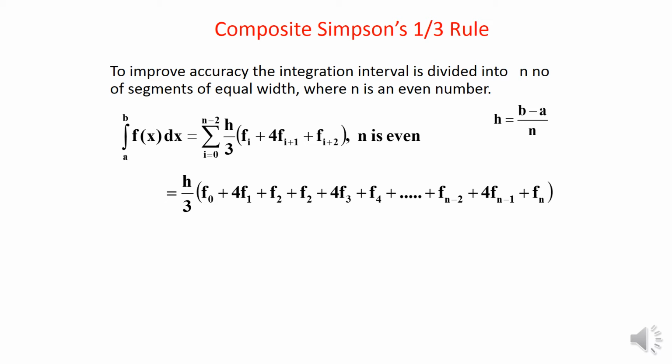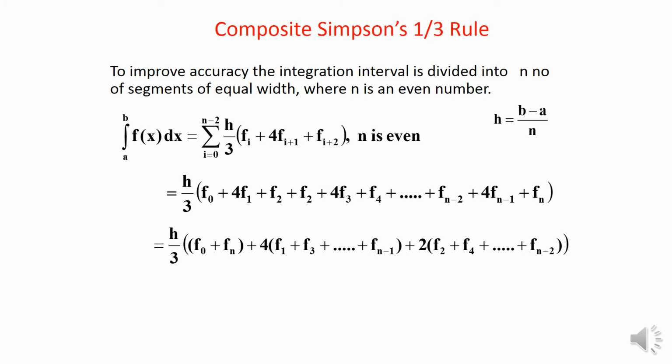So you can see the first 3 points give you f0 plus 4 f1 plus f2, the next 3 give f2 plus 4 f3 plus f4, and so on. The last 3 points are f(n-2) plus 4 f(n-1) plus f(n). So we have combined them, and now we can have the composite formula.